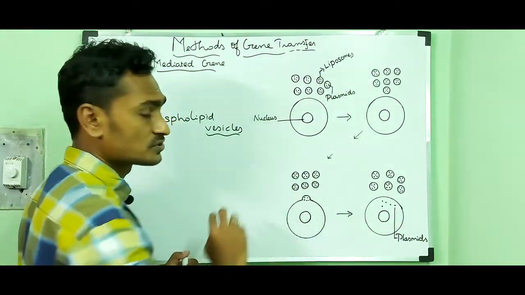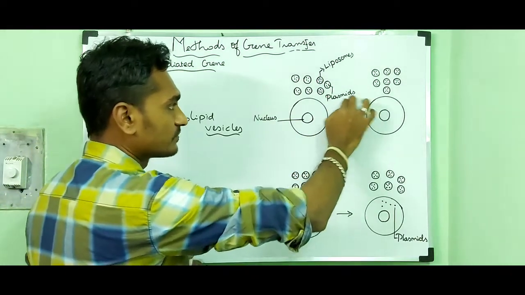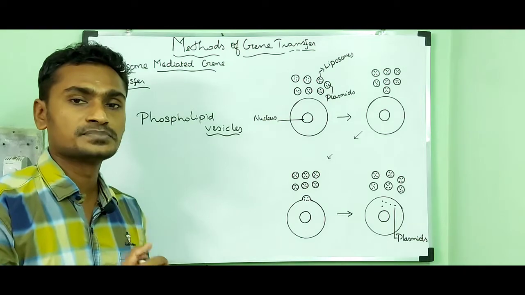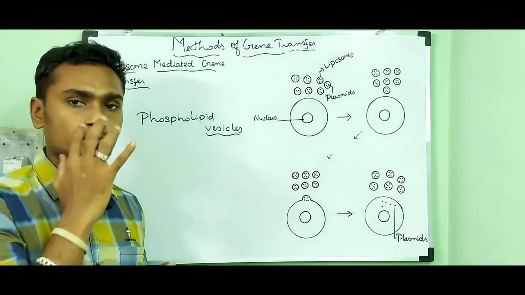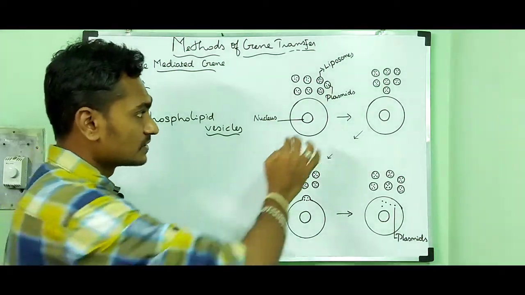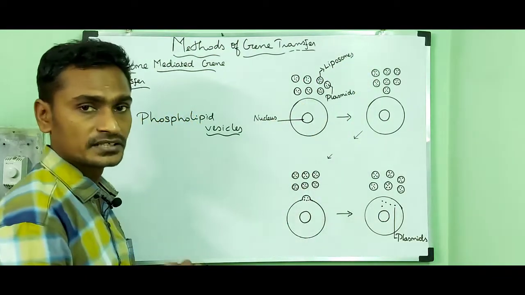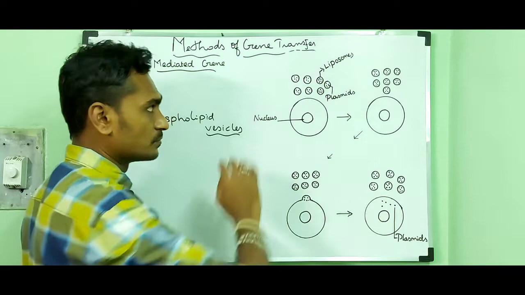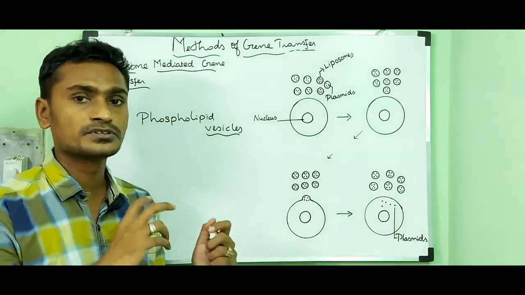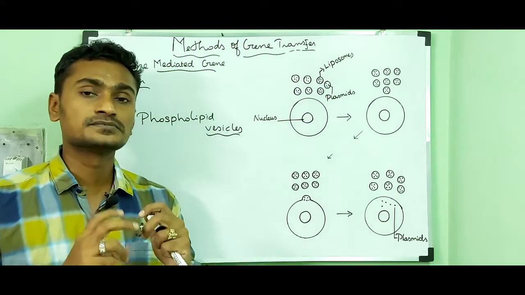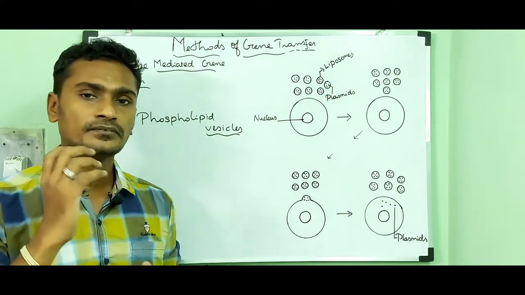Then these liposomes protect the plasmid from enzymes like protease and the acidic pH which is present in the plant vacuole, because these plasmids are encapsulated by the liposomes. So the liposomes are able to protect the plasmid from the enzyme protease and acidic pH present in the plant vacuole.